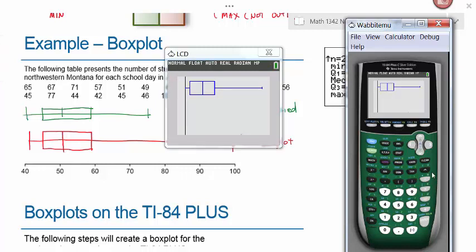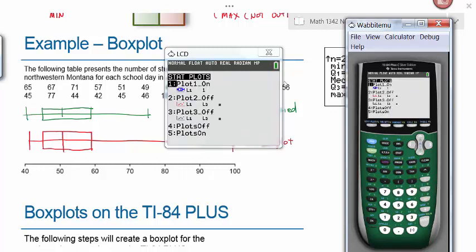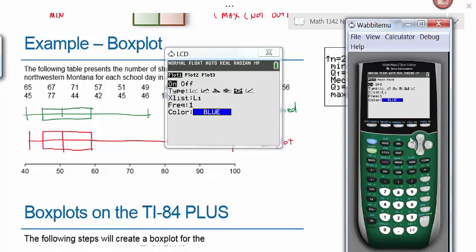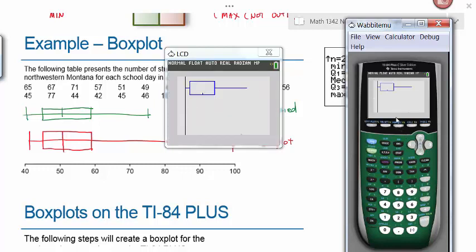How would I change that to a modified box plot? Just go back, hit second y equals, and I change my graph to the modified box plot, which is the fourth one over there, and then we hit zoom 9. Zoom is the number in the button in the middle on the top, and that shows that I have 2 outliers in that list of data.